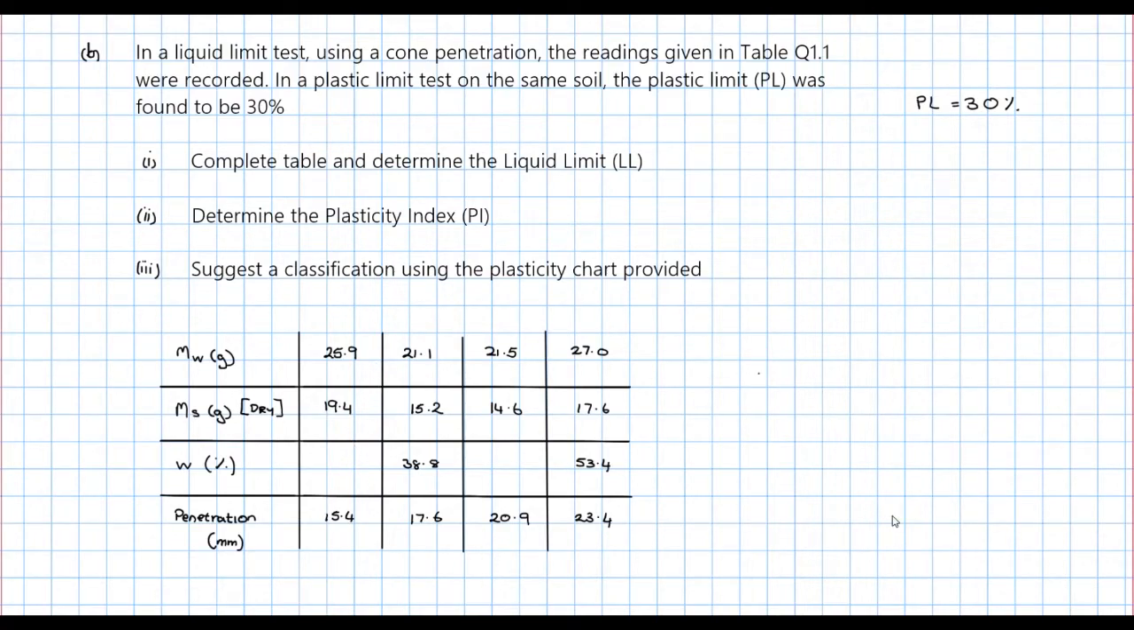So to get this value, you've got your water content. Let's say we'll call this 1, 2, 3, and 4. So the water content of 1 is your 25.9 minus 19.4 over 19.4. Okay, so this gives you the mass of water.